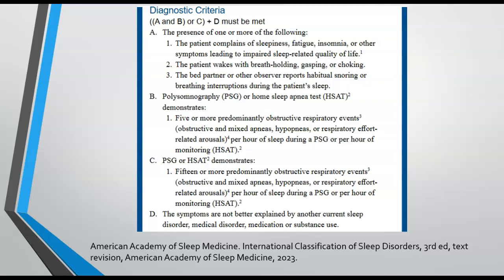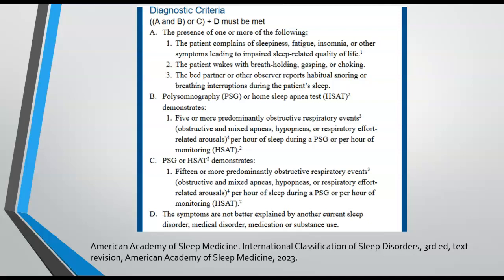There are some slight differences between the ICSD 2005 guidelines, 2015, versus the ICSD-3 TR version, which was published last June. According to ICSD-3 TR, the criteria A and B, or C, plus D must be matched to call it obstructive sleep apnea. A, what is the A?